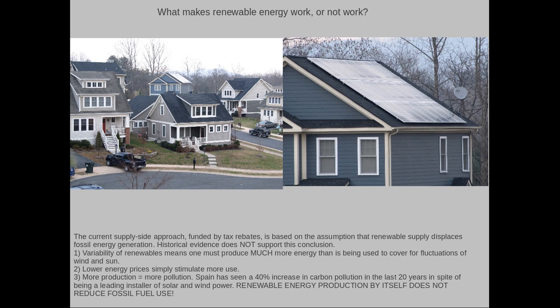So let's go through a few points that I've written out down here at the bottom. The current supply-side approach, funded by tax rebates, is based on the assumption that renewable energy supply displaces fossil fuel energy generation. Historical evidence does not support this conclusion. In other words, we're supporting this big grid tie thing based on the assumption that it reduces the amount of coal or nuclear that we're using.